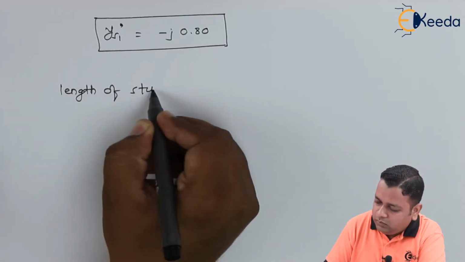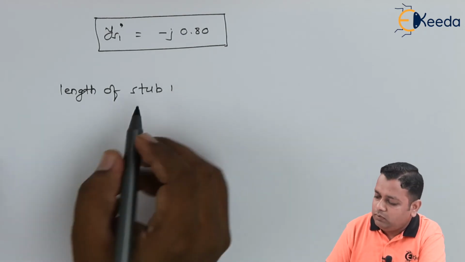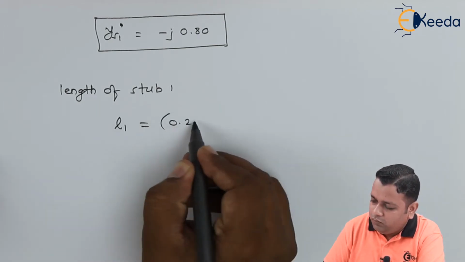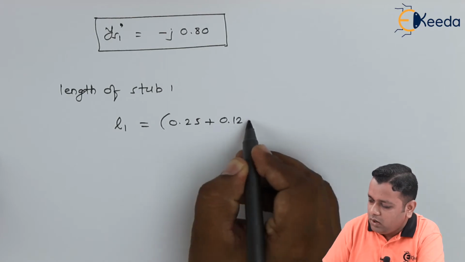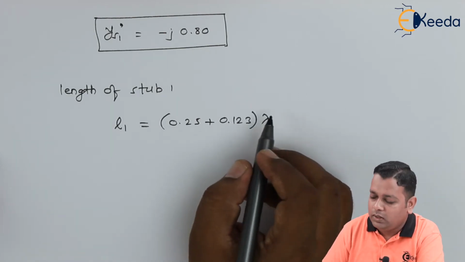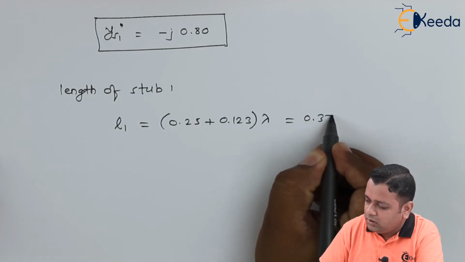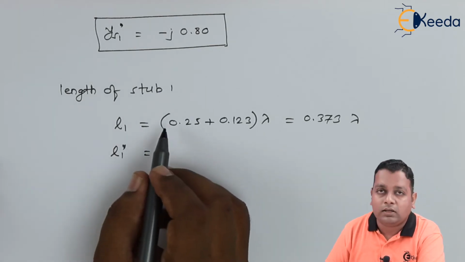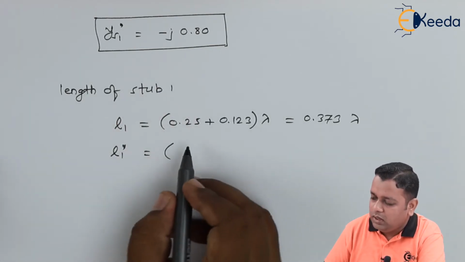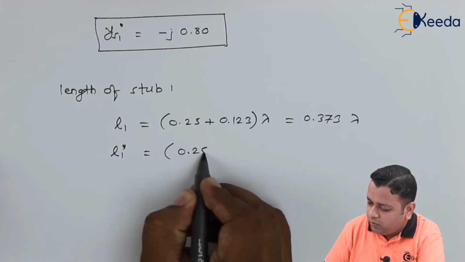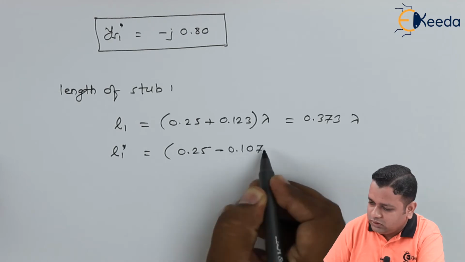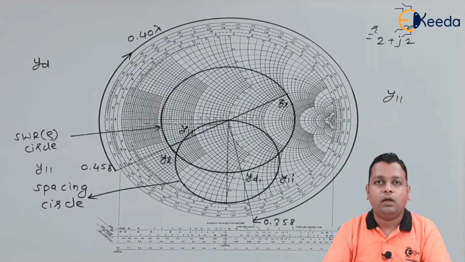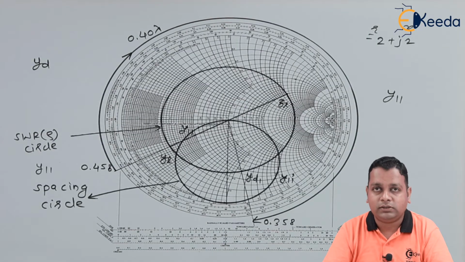Now to the next step we can have the length of the stub here. So length of it will be for stub 1 and it can be found as L1. So this will be equal to, we have 0.25 added with 0.123 times lambda. So this is equal to 0.373 lambda, whereas L1 dash on the other hand corresponding to this one can be determined as, we have 0.25 minus 0.107 times lambda is equal to 0.143 times lambda. Now just now we have calculated the lengths.